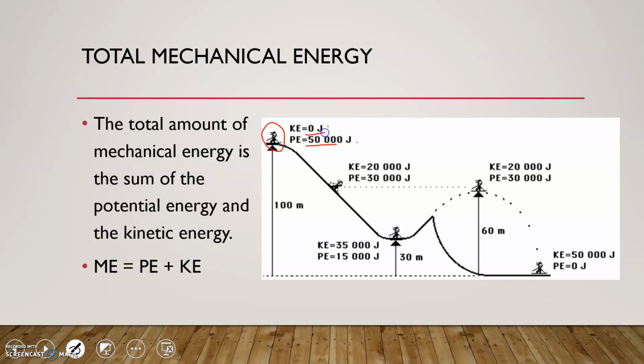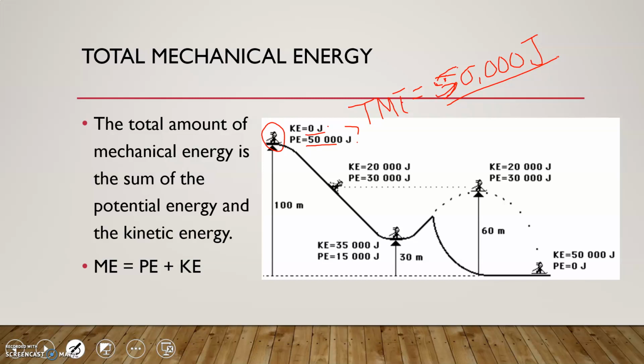So if we were to look at these two numbers, in order to get the total mechanical energy, we would add those up. So the total mechanical energy at this point is 50,000 joules. Okay, so the total mechanical energy is 50,000 joules, and that is going to be true the entire time this object is moving throughout this path.